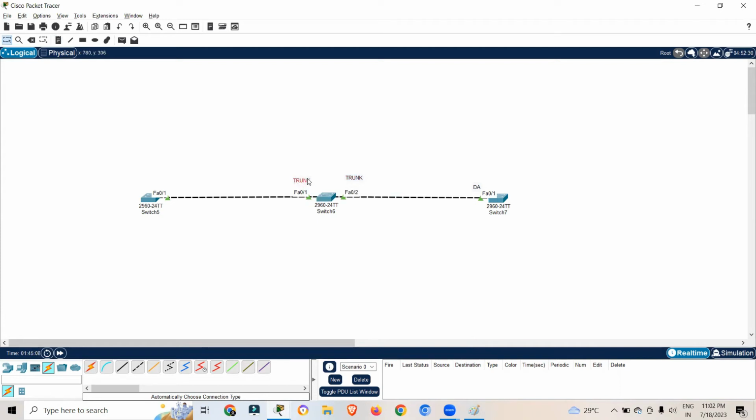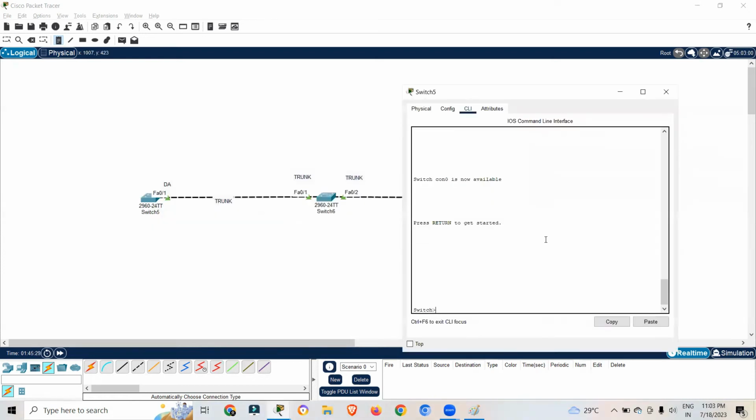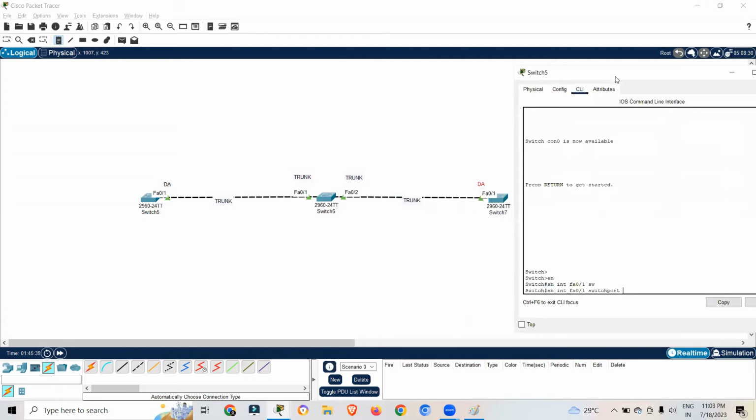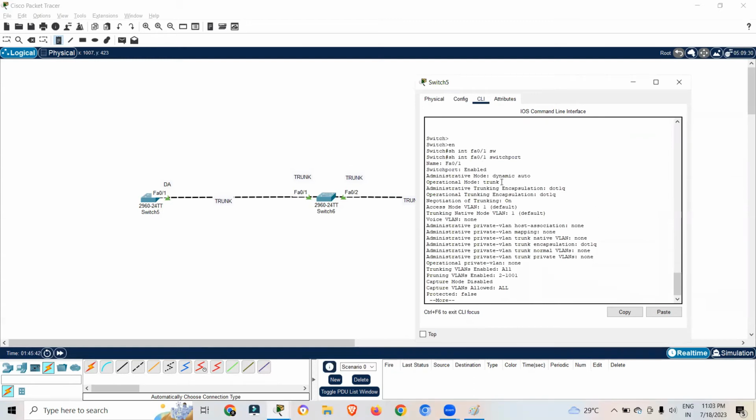These interfaces are trunk links now, and by default the switch has dynamic auto here and dynamic auto here, right? And you can see that the operational mode of both sides is trunk now. This is trunk and this is trunk, and you can verify this in your configuration status. Enable, show interface FA0/1 switchport. This is the operational mode.